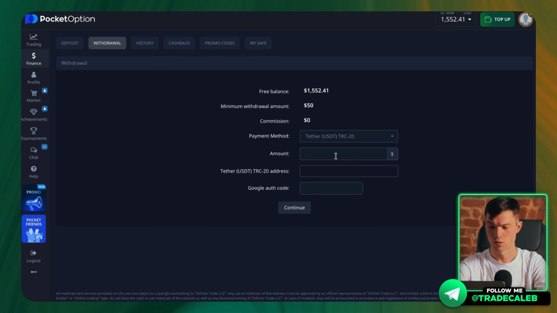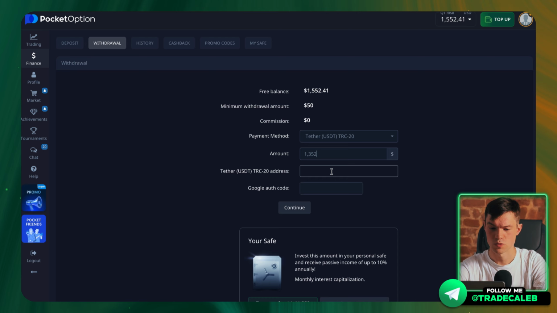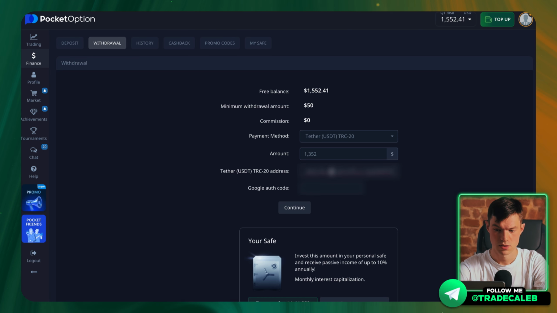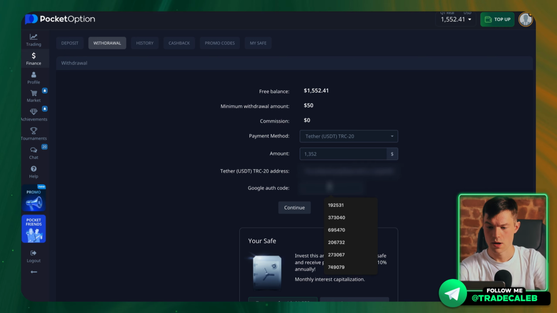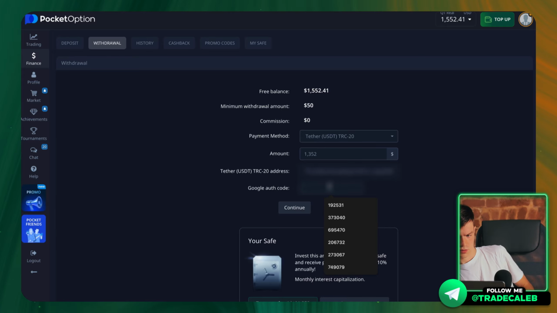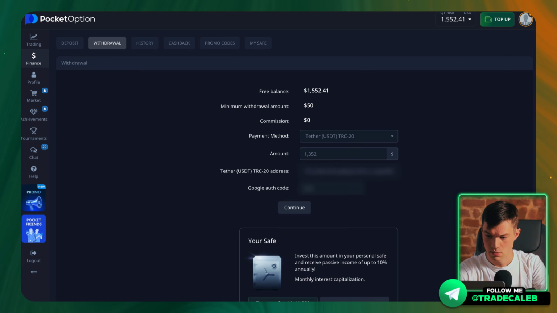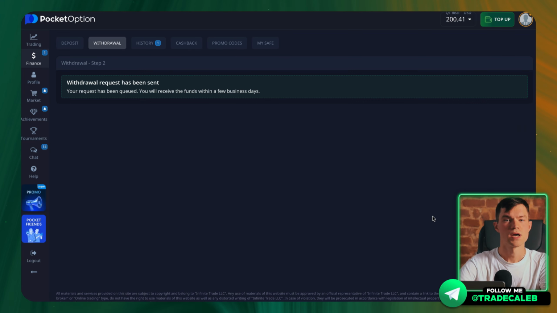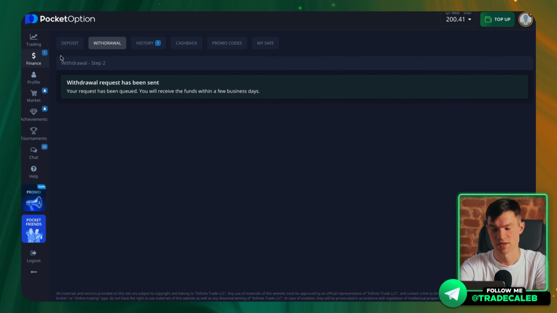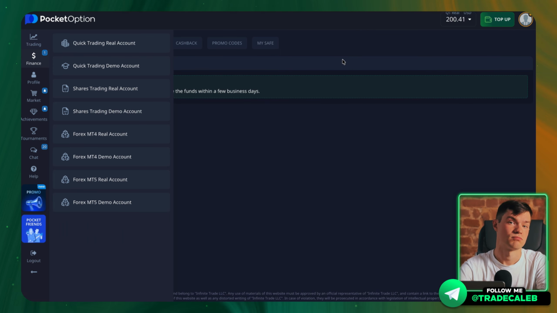I mean 1,352, and I will also leave 200 in my balance. So write the address of the wallet and the code, which is received right now, and then click continue. So the withdrawal request has been successfully submitted. I expect that within a few minutes, as is usually the case, the funds will arrive in my wallet.